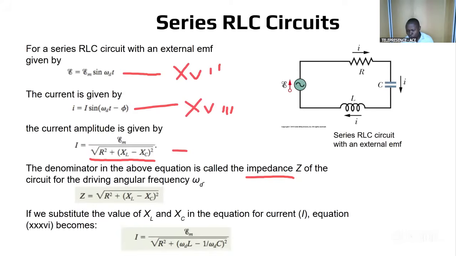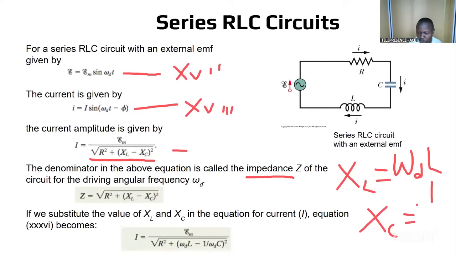Impedance is the total opposition to an AC, that is the alternating current, the total opposition. So it's the impedance of this circuit. That's Z is equal to the square root of R squared plus (XL minus XC) squared. So from the previous classes, you are given XL as the inductive reactance to be omega_D L, and the capacitive reactance 1 over omega_D C.